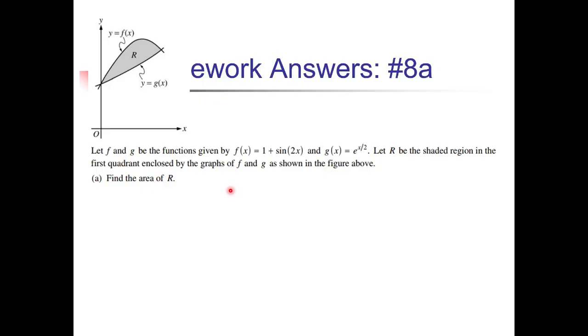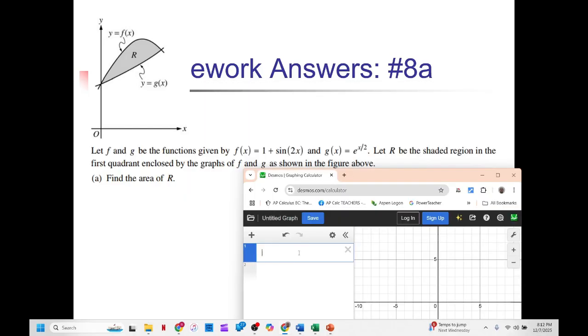For this calculator-based area and volume problem, we have f and g, functions given by 1 plus sine of 2x and e to the x over 2, and then R in this diagram is the shaded region between those two in the first quadrant. So for the first thing they want us to do, it's to find the area of R. It would be helpful to have f and g entered in my calculator, so let me go ahead and do that. So we've got f of x equals 1 plus sine of 2x.